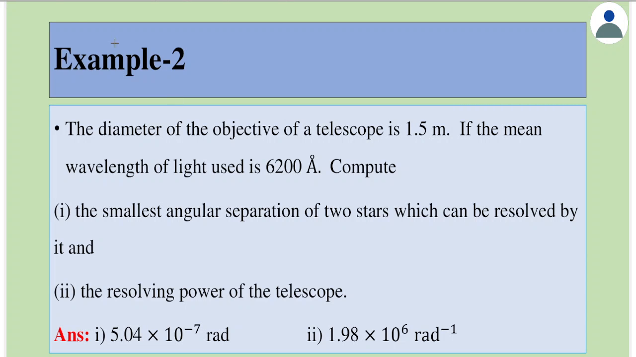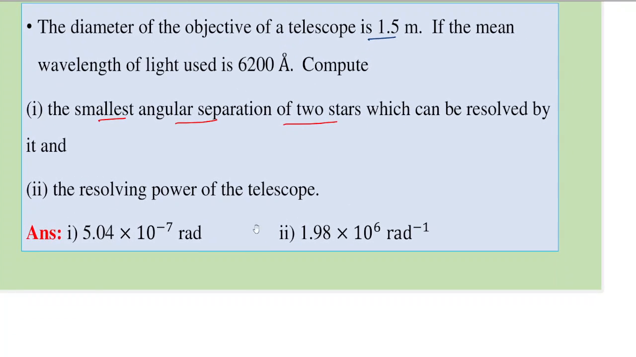Example 2 says the diameter of the objective of telescope is 1.5 meter. If the mean wavelength of light used is 6200 angstrom, compute. There are two parts in the question. Part 1 says the smallest angular separation of two stars which can be resolved by it. Second part is the resolving power of the telescope.